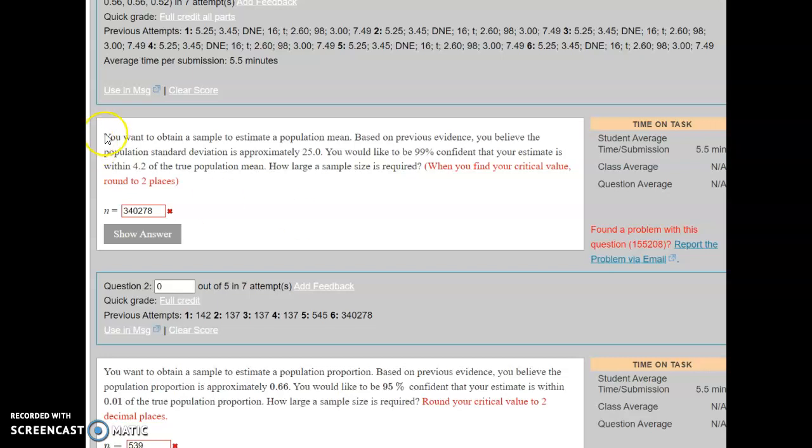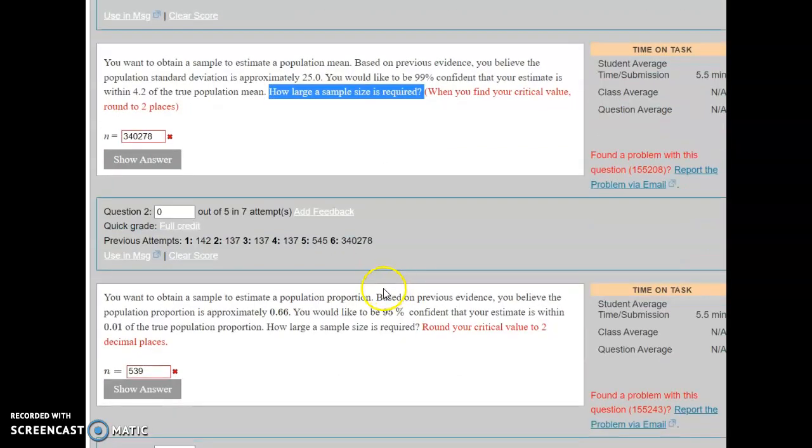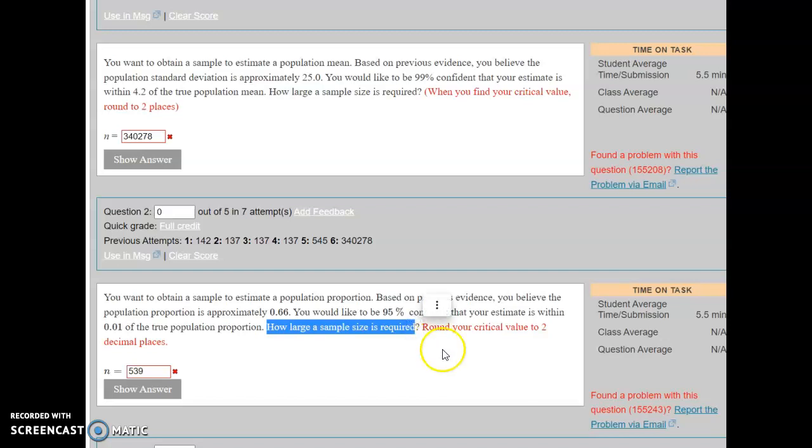Look at the question. You kind of go blah, blah, blah. Get to the question right here. It says how large a sample size is required. Okay, looking at the next problem. How large a sample size is required? The question will point blank in some vocabulary say, how many should I have in my sample?